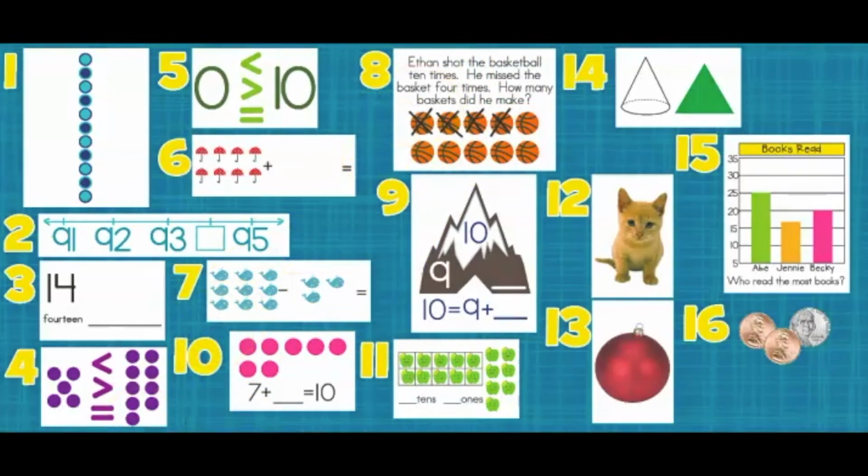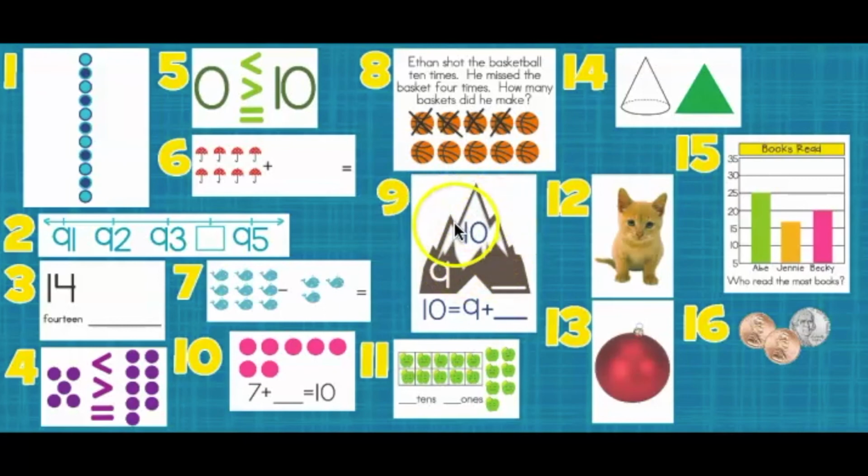It's our word problem. Ethan shot the basketball 10 times. He missed the basket 4 times. How many baskets did he make? So he shot 10 times and he missed 4. So they marked out 4. So how many did he make? Let's count. 1, 2, 3, 4, 5, 6. So he made 6 baskets. He only missed 4 of them. And we know that 4 plus 6 equals 10 because 4 and 6 are 10's partners. Let's look at number 9.